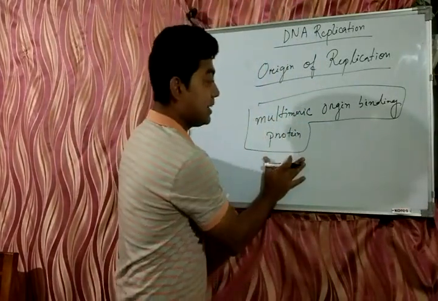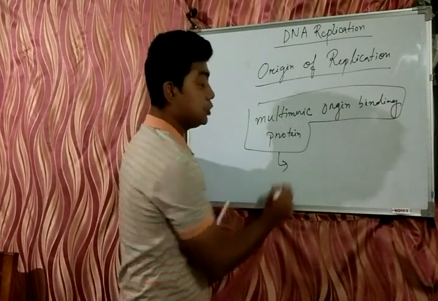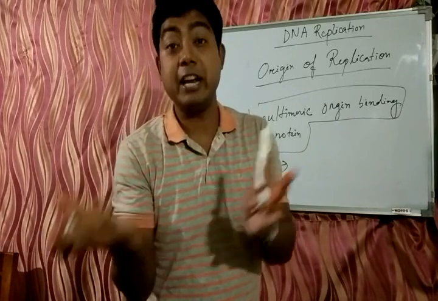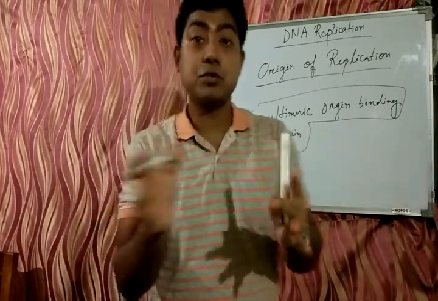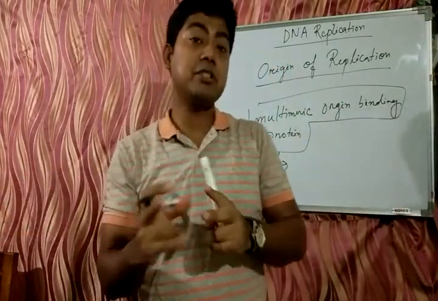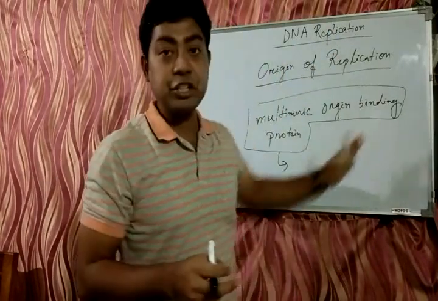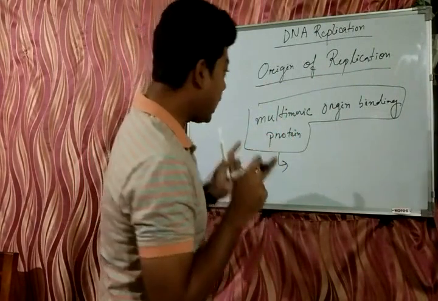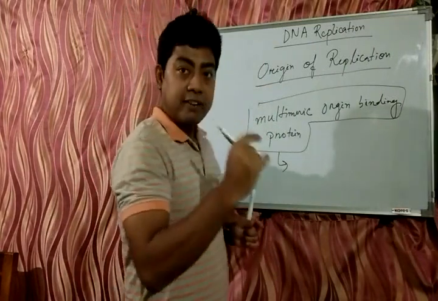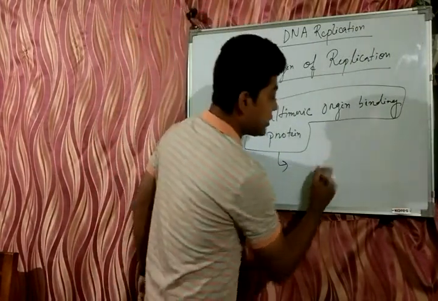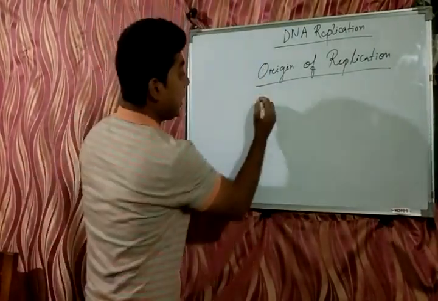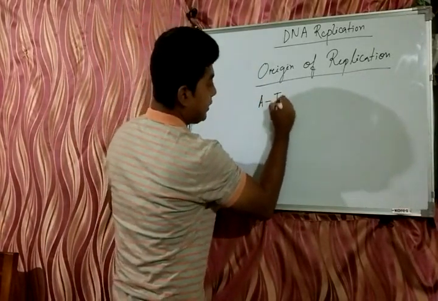That means these multimeric origin binding proteins help to identify the region where replication starts for an enzyme like DNA polymerase, because DNA polymerase is one of the enzymes involved in this replication process, along with other enzymes responsible for replication. Another important point: generally, the regions from where replication starts are AT rich regions.